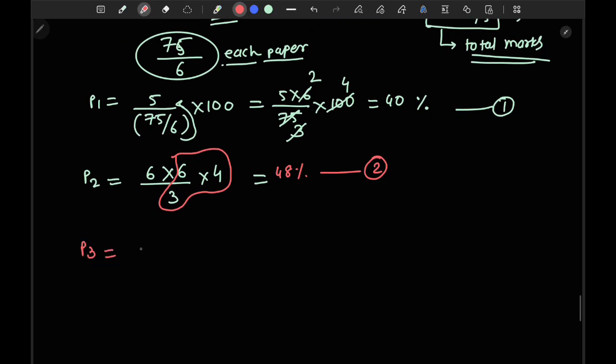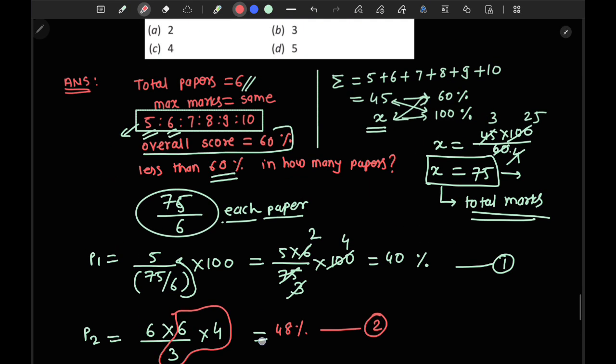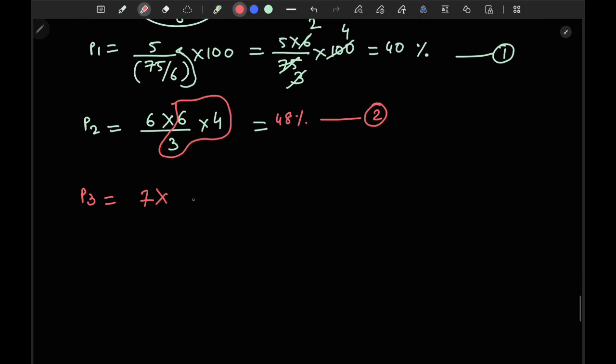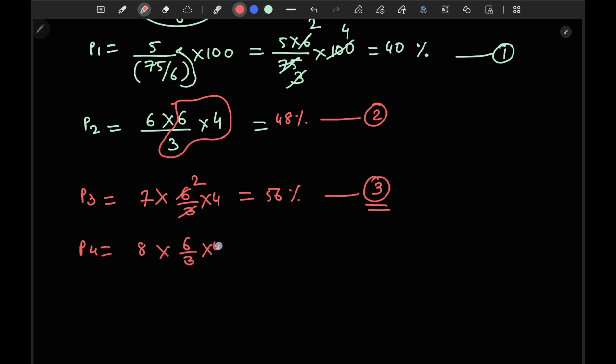Now in paper 3 again, we got 7, right? Likewise, so 7 into, again what I'll do, 6 divided by 3 into 4, and that is equal to 7 2s, which is 56%. So 3 papers are till now below 60%. Let's find it for paper 4, which is 8 into, again 6 by 3 into 4, that is equal to 8 2s. So it is 64%.